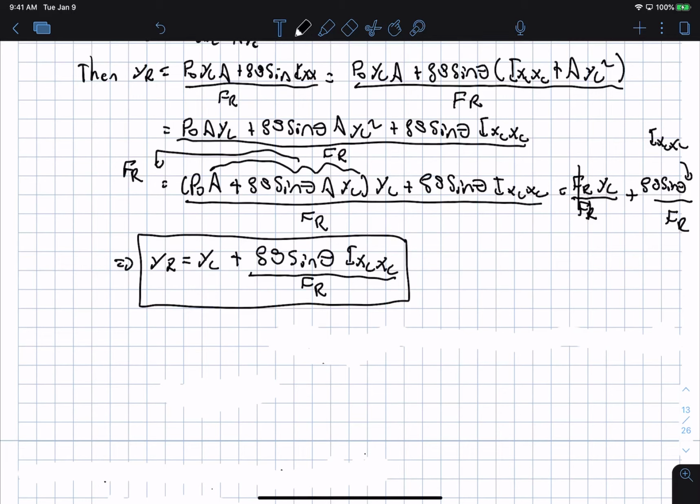And notice that this term here is always greater than 0. Rho is greater than 0, g is greater than 0, sine theta for our angles is always greater than 0, IXC, the moment of inertia, is greater than 0, and because of how pressure works, we defined our force to be in the direction of pressure. Fr is greater than 0. So this entire term here is greater than 0.